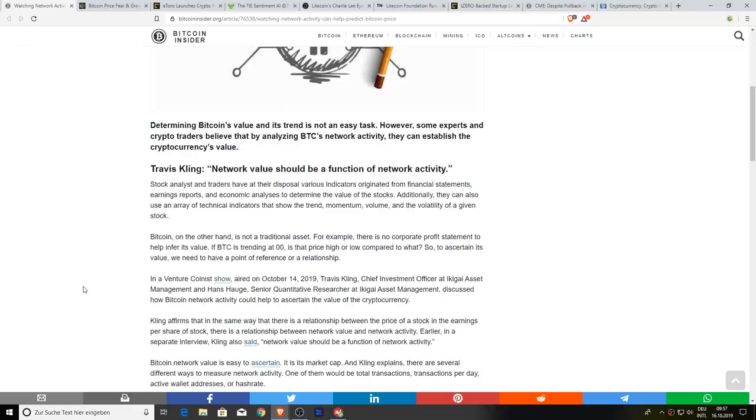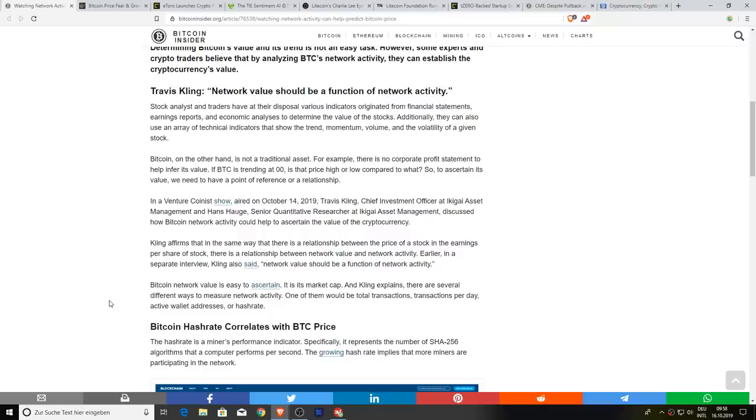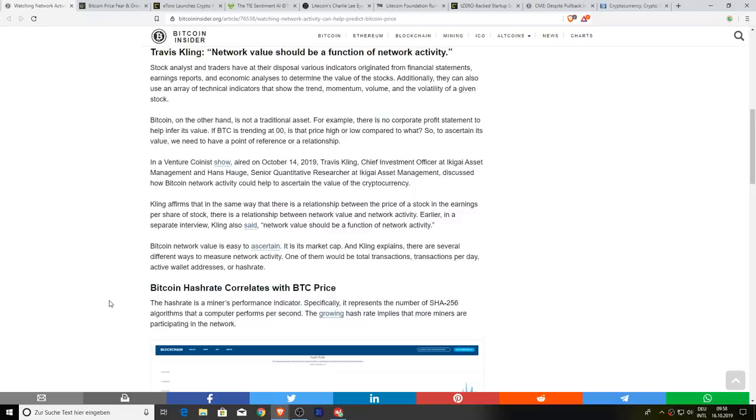Bitcoin network value is easier to ascertain. Whoever wrote this article loves the word ascertain. Bitcoin's network value is easy to ascertain. It is its market cap, and Kling explains there are several different ways to measure network activity. One of them would be total transactions, transactions per day, active wallet addresses, or hash rate. The hash rate is a miner's performance indicator. Specifically, it represents the number of SHA-256 algorithms that a computer performs per second. The growing hash rate implies that more miners are participating in the network.